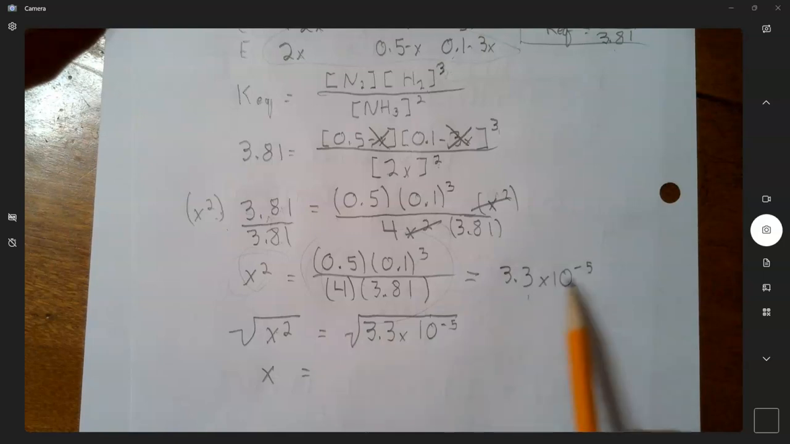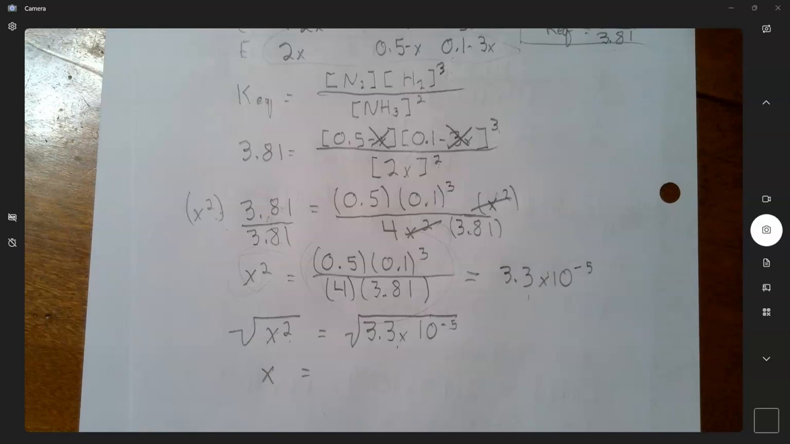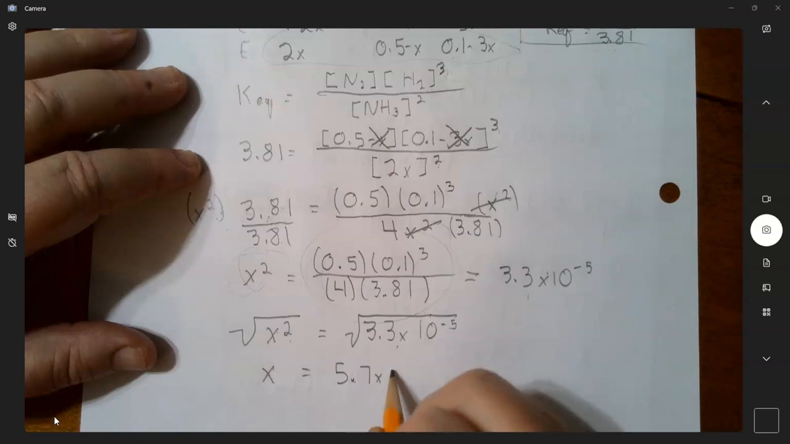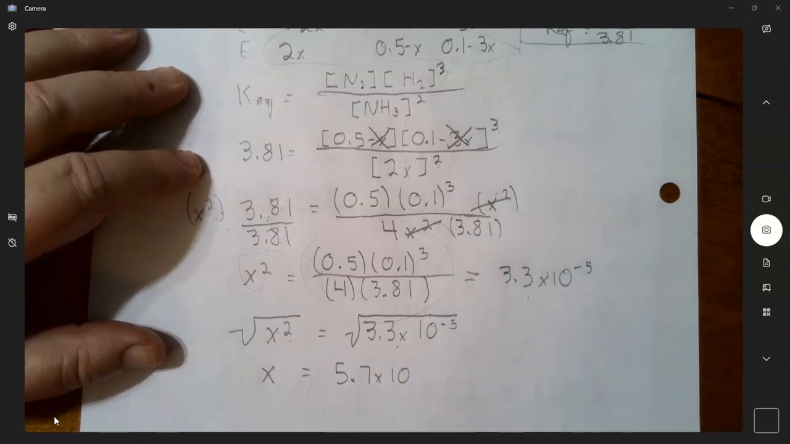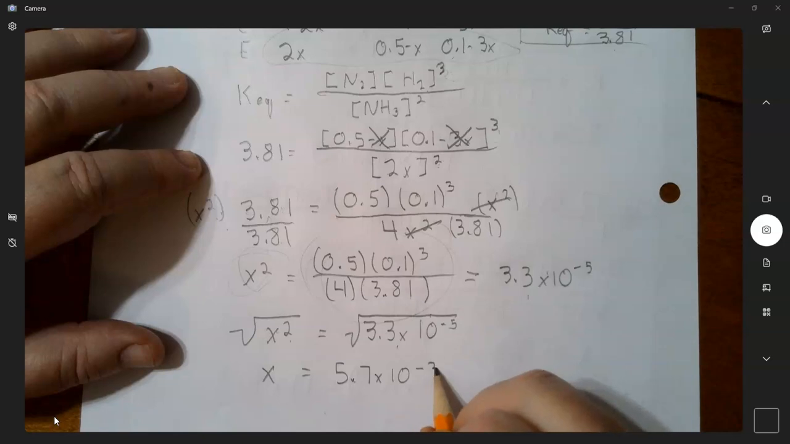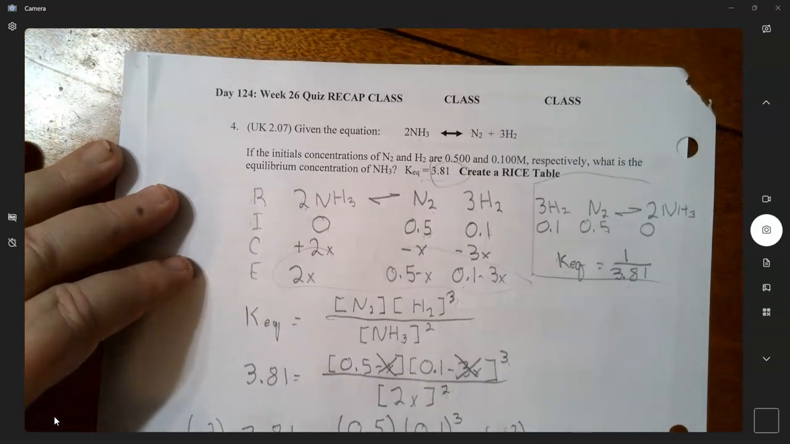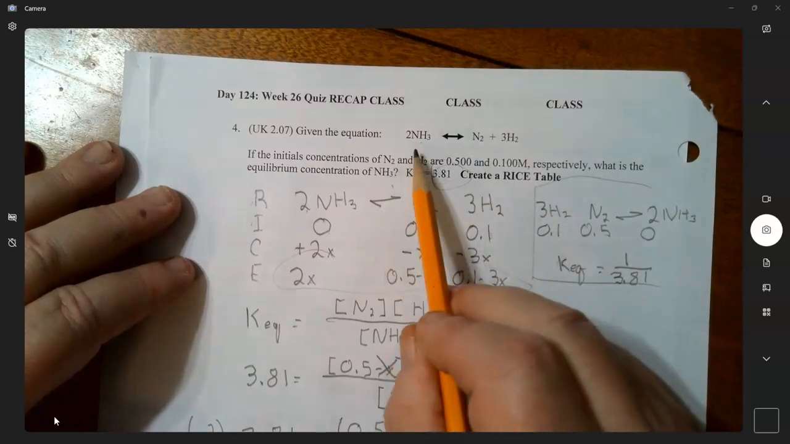Now you take the square root of that down here. We're doing that right now. And we end up with 5.7 times 10 to the negative third for x. Okay. We go back up. What we're looking for is the concentration of NH3.